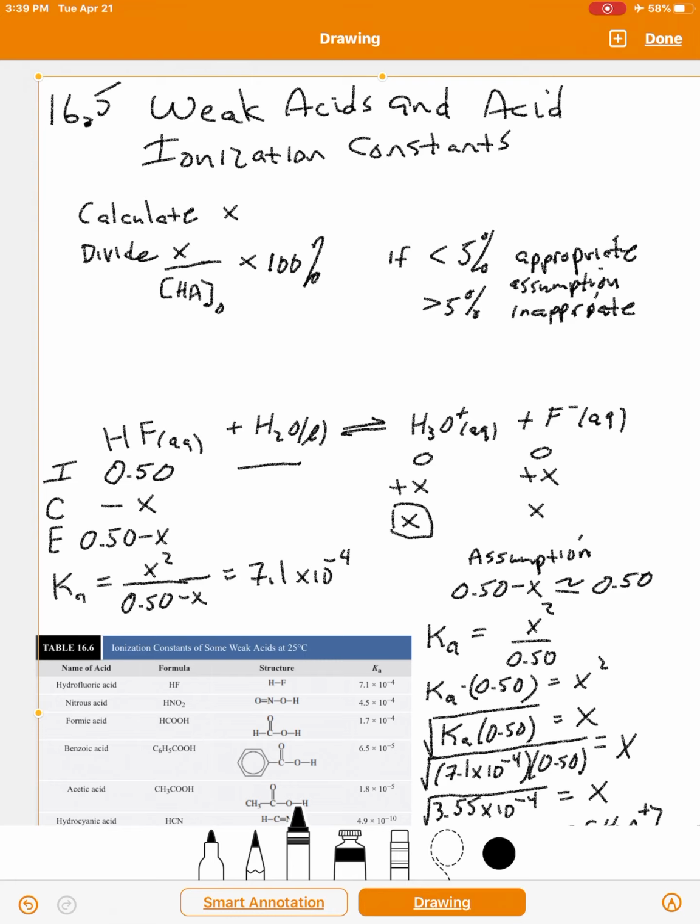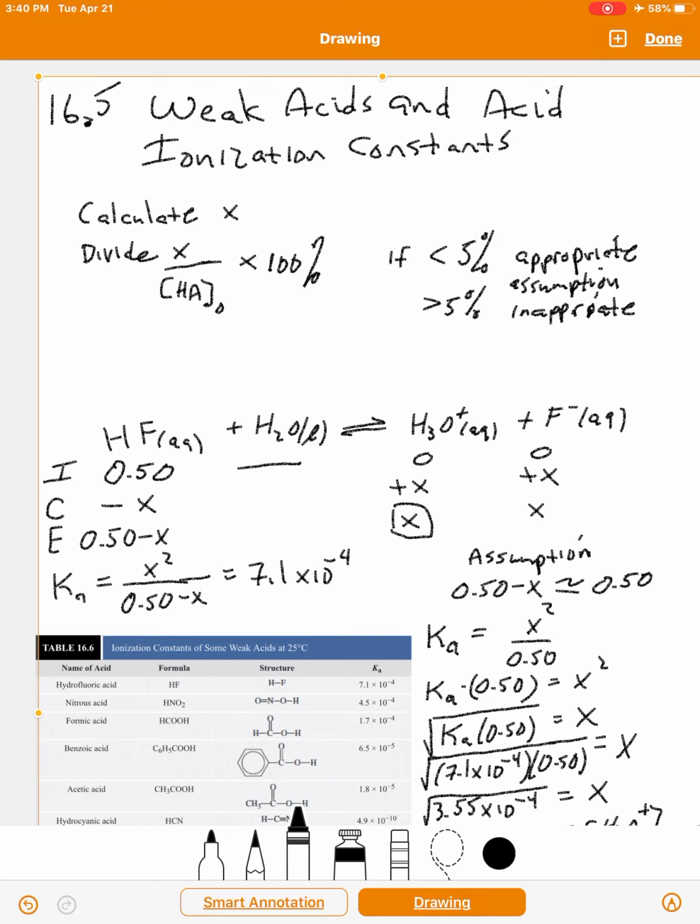The few times where it's not good are if the Ka value is closer to 1, like 0.1 or 0.01. That's a pretty large Ka. Or if the initial concentration is very, very small. Okay, so let's check it for this one.